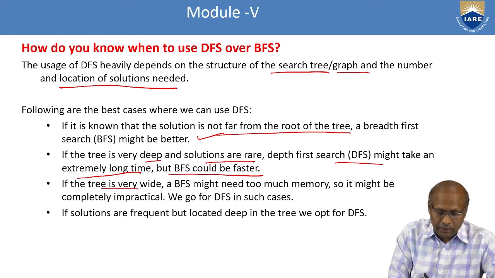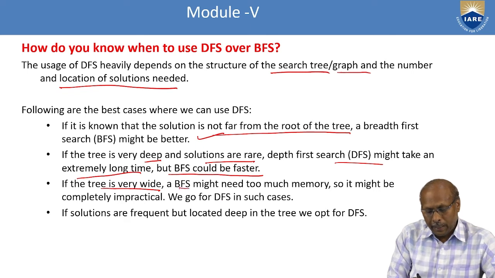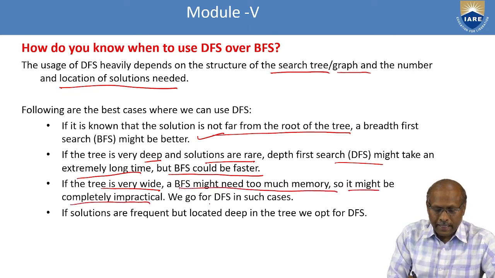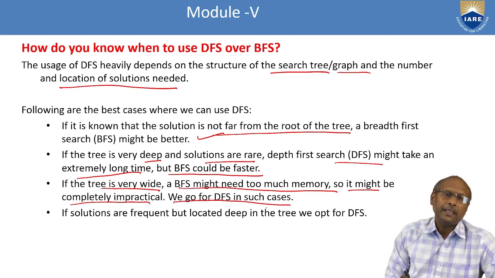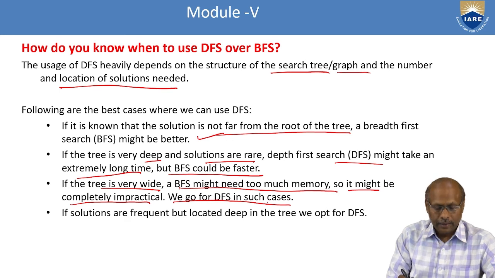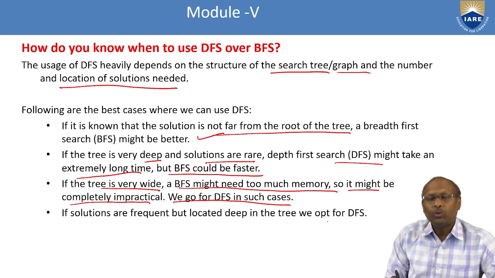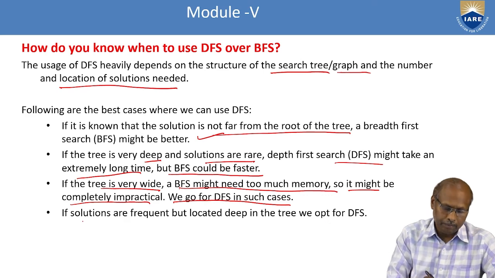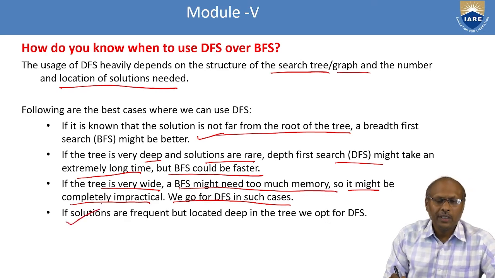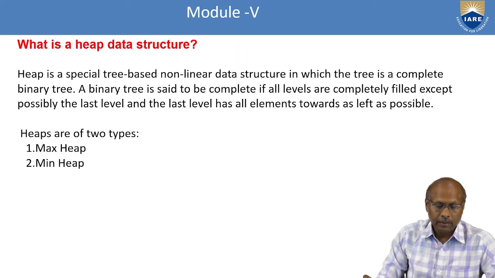If the tree is very wide, BFS might need too much memory, so it might be completely impractical. So we go for DFS in this case. DFS will be best in this case. If the solutions are frequent but located deep in the tree, we opt for DFS. So depending on the situation, you can use either DFS or BFS.